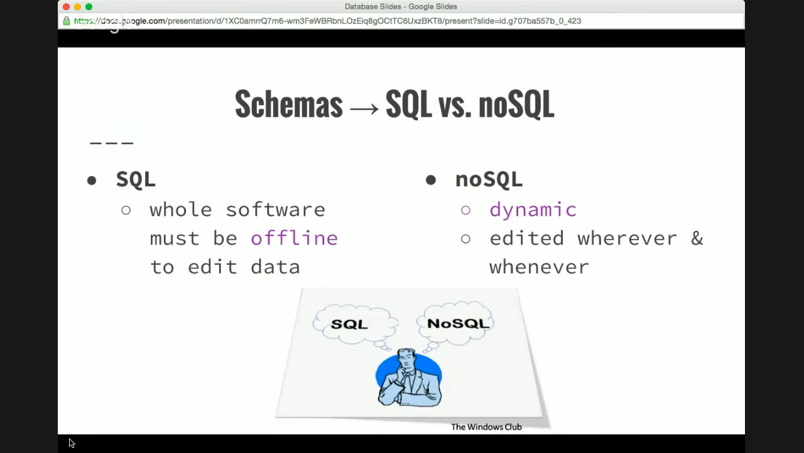Schemas and flexibility is another aspect that we will look at. In an SQL system, the whole software must be offline in order for users to edit or update the database. This can be a hassle. However, on the other hand, noSQL systems are dynamic. They can be edited whenever and wherever, and this makes them much more flexible than an SQL system.